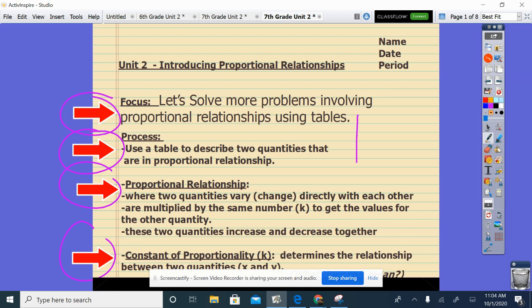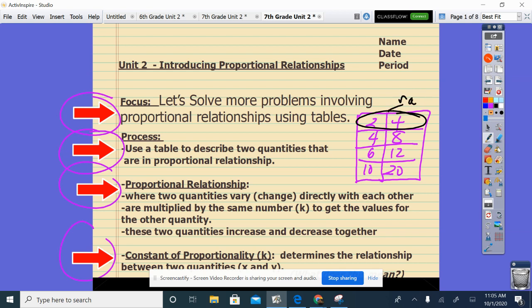Say I have a table here: 2 to 4, 4 to 8, 6 to 12, 10 to 20. These are all ratios. We've been talking about them. In a table, especially in a proportional relationship, they are equivalent ratios. Another highlight of proportional relationships is that they are multiplied by the same number, k, to get the values for the other quantity. We'll talk more about that in a minute.